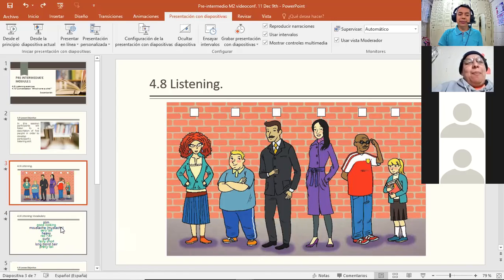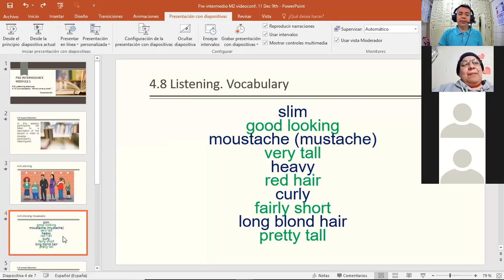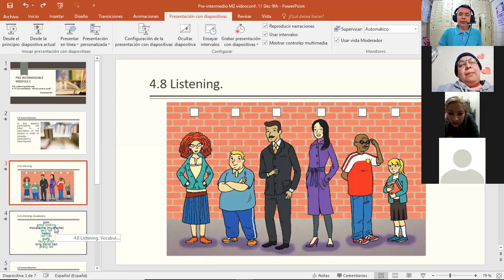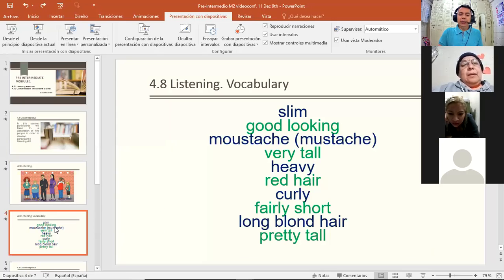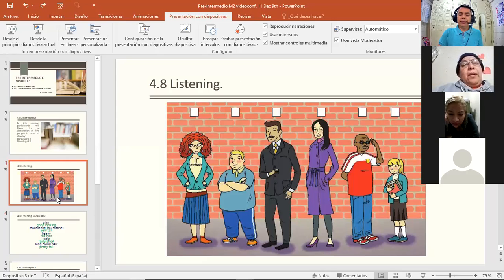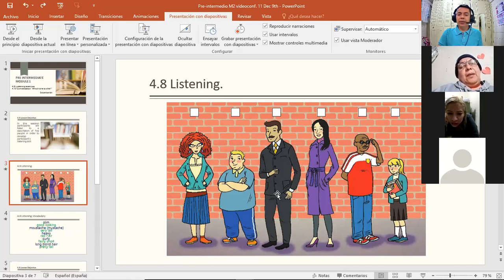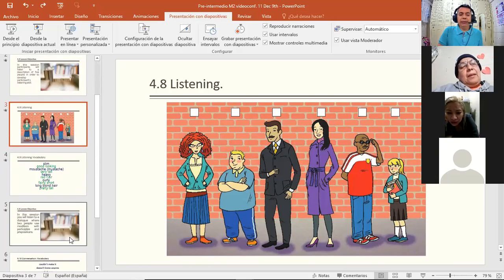Red hair. Yeah, number one. Curly. Number one. Fairly short. Fairly means, in this case, algo. Fairly short. Number six. Probably. Five. Number five. Probably, okay. Long blonde hair. Number six, right? Number six is probably number six. Pretty tall or very tall, it's the same, right? Number four. Or number five, right? Any of them.